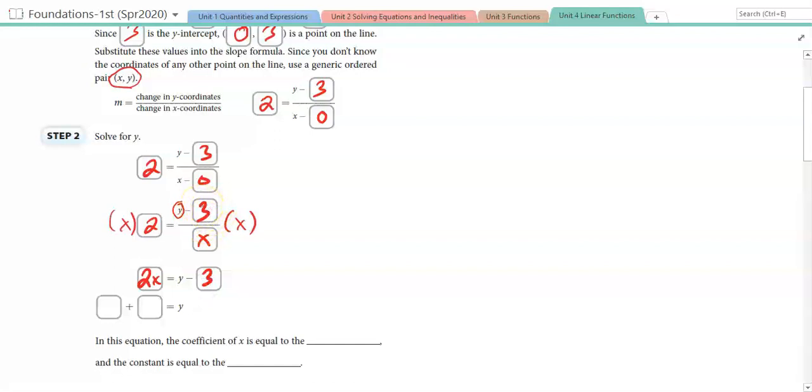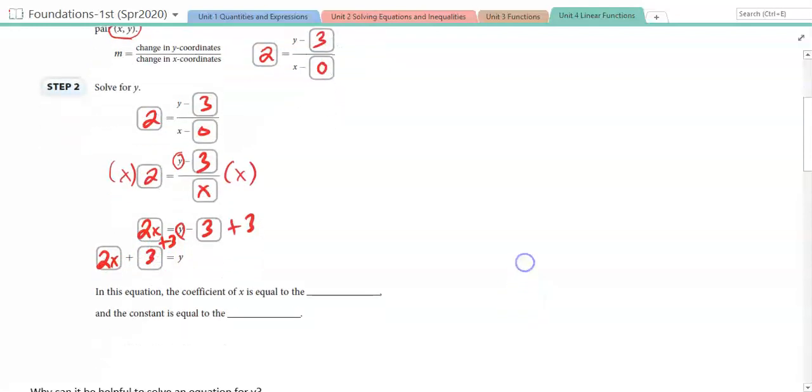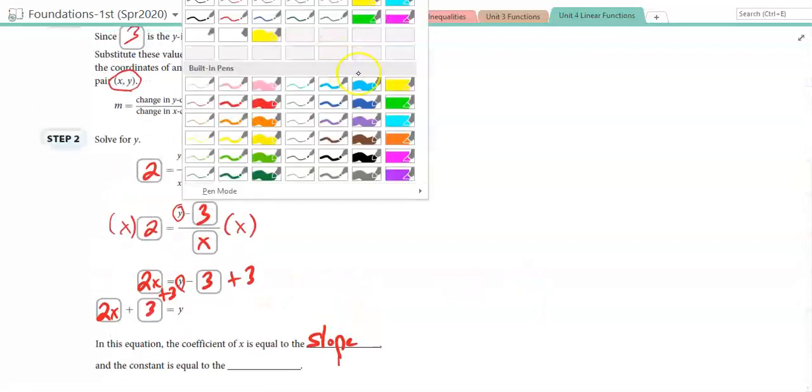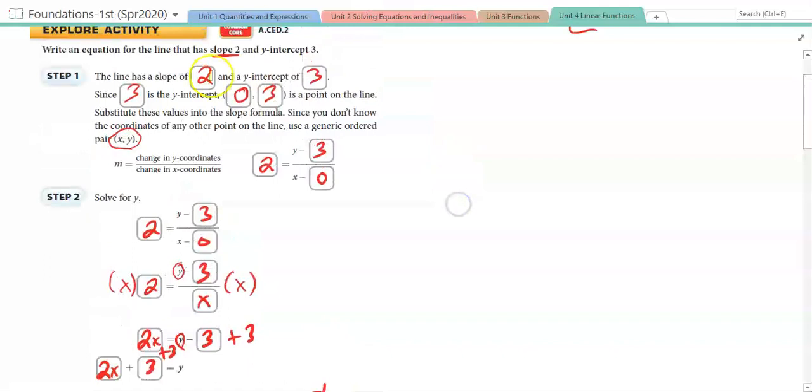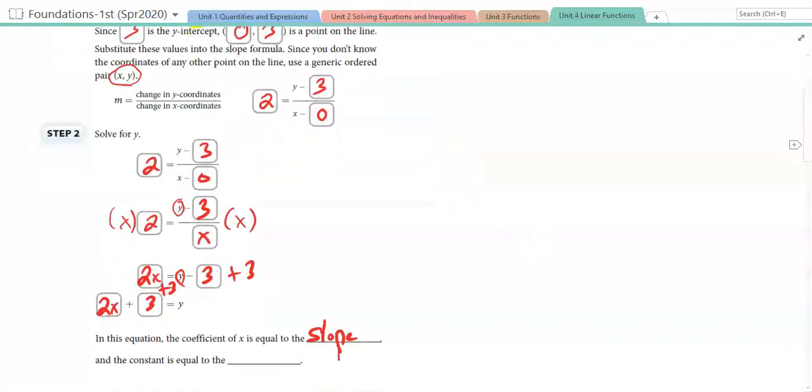And then what can we do to get this y by itself? Well, we're going to add 3 to both sides. And so we get that 2x plus the 3 is equal to y. And so in this equation, the coefficient of the x is equal to the slope. Because if we come back to the top here, what did we say the slope was? All the way back up here, the slope is what? 2. And when we get all the way down here to the end, the number that's attached to the x, remember that's what we call a coefficient, is also 2.